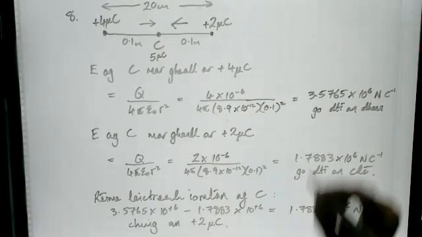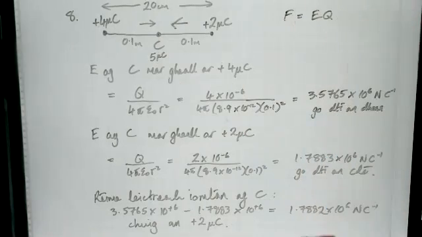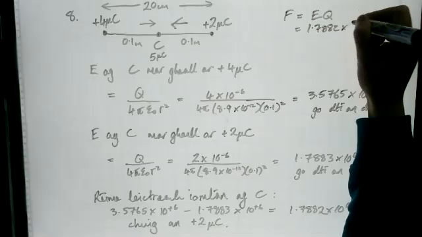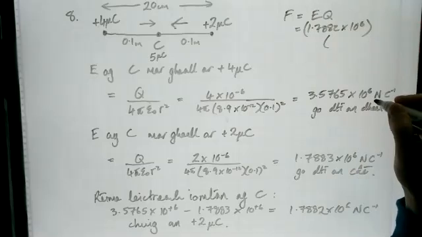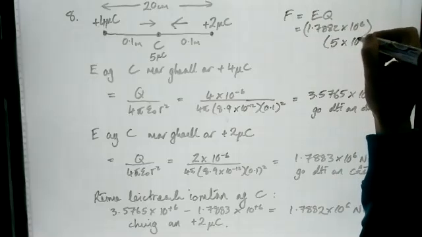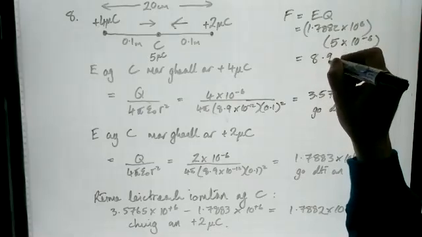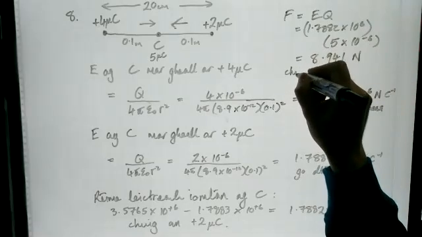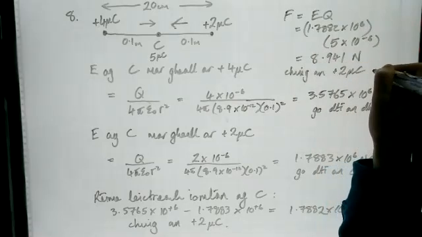The force equals charge times electric field strength. The total electric field strength is 1.7882 by 10 to the power of 6, multiplied by the charge of 5 microcoulombs, 5 by 10 to the power of minus 6. That gives a force of 8.941 newtons, directed toward the +2 microcoulomb charge.